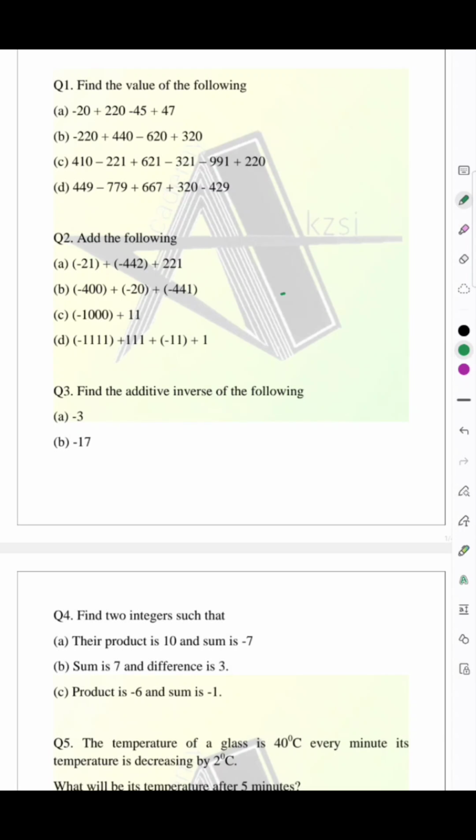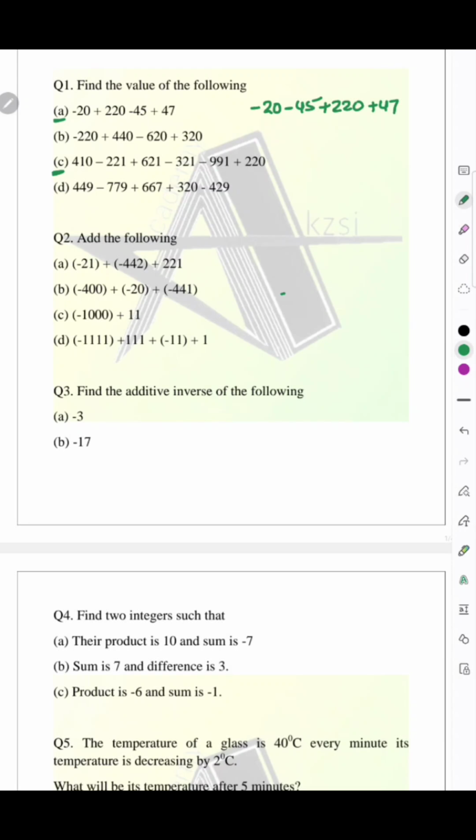So let me start with question number 1. I'm doing question number 1 part A and C. It says find the value of the following. If you remember, in my theory part I already explained that whenever you are adding positive and negative numbers, you have to group them. Grouping negative numbers all together and positive numbers all together will work. So let me group the negative numbers: negative 20, negative 45, and the positive numbers, which are 220 plus 47.